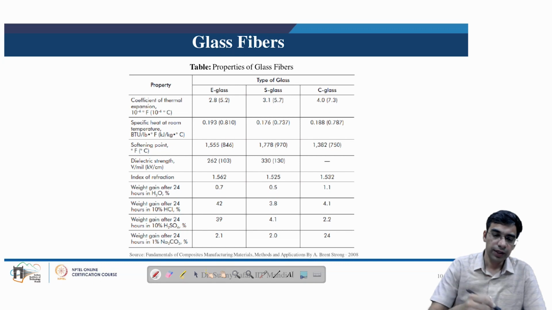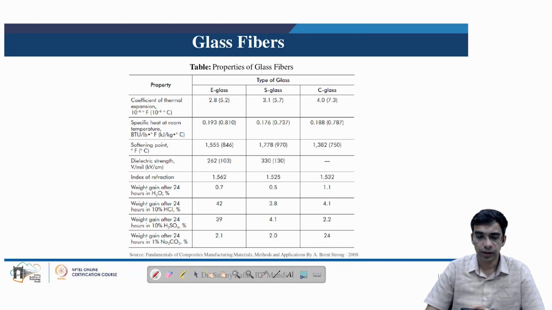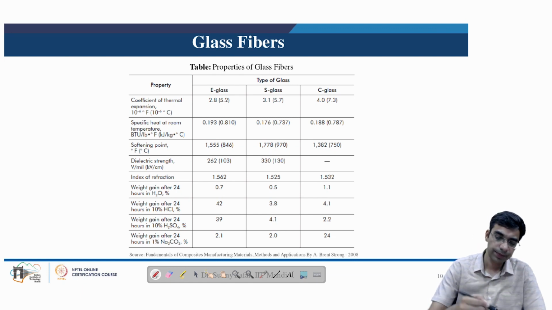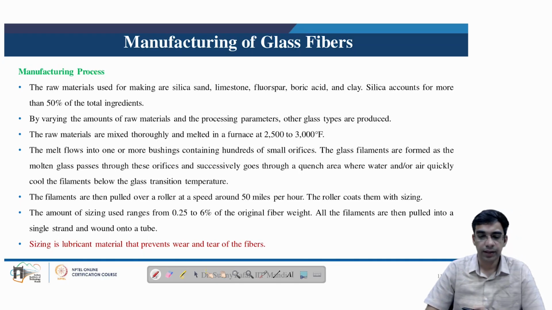The manufacturing of any glass fiber follows a certain route which is fixed for all types of glass fibers. The only thing that varies is the composition of the glass fiber. If you look at the comparison of these different types of glass fibers, that is E, S and C glass, we can see how their properties vary. The different properties give a wide variety of applications to these glass fibers in various types of composites. Next, we will look at the manufacturing process of the glass fiber.